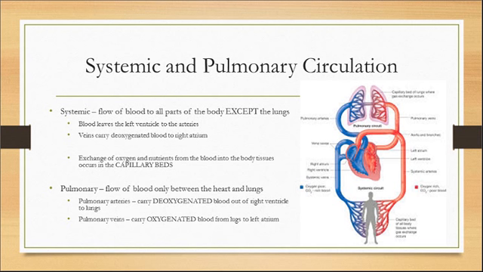Looking specifically at the pulmonary circulation, it is very unique. Pulmonary arteries, this is the only place in the body that the pulmonary arteries carry deoxygenated blood out of the right ventricle to the lungs. It's the only place in the body where the pulmonary veins are going to carry oxygenated blood from the lungs to that left atrium.